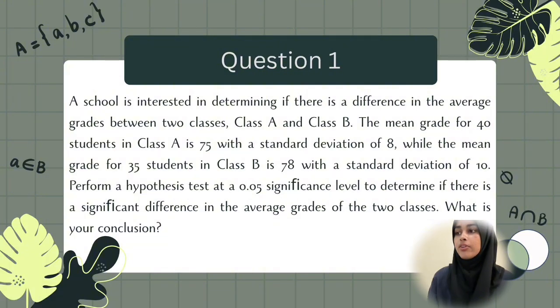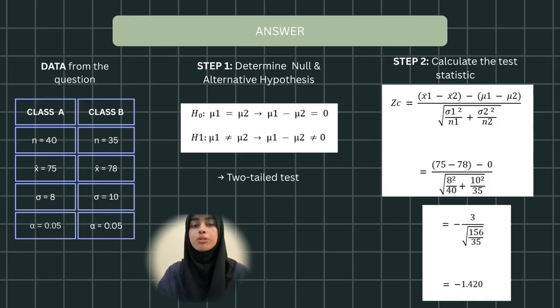Question number 1. First, we need to collect the data from the question. For class A, n is equal to 40, average is equal to 75, standard deviation equals 8. While class B, n equals 35, x-bar equals 78, standard deviation equals 10.